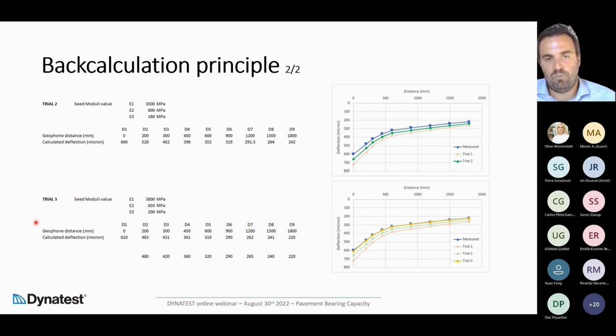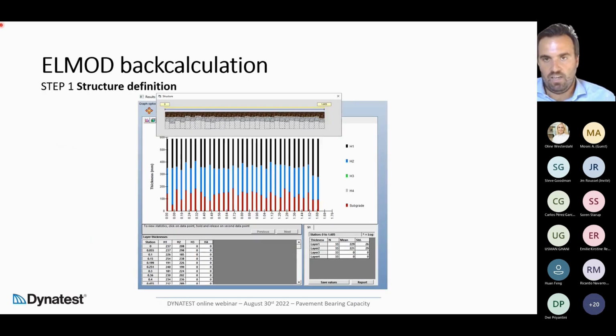So the software tries to optimize again, and at trial 3, the seed values are 3,800, 650, and 200, and the calculated deflection is the yellow one. Now at trial number 3, the values obtained from the elaboration are pretty close to the measured one. This means that the elastic moduli assumed for the calculation can correspond to the combination of the elastic moduli in place in the material measured. Of course, the number of iterations provided by the software is much, much higher, and now we will see.